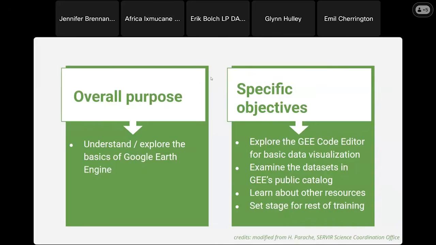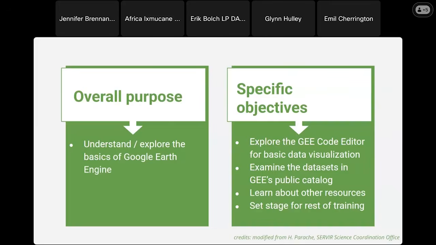That out of the way, the overall goal for the next little while is that, hopefully with this presentation, you get an idea of the basics about Google Earth Engine, and I get to show you a little bit of what's called the Google Earth Engine code editor, where we're going to be doing data visualization, etc. in the presentations tomorrow.